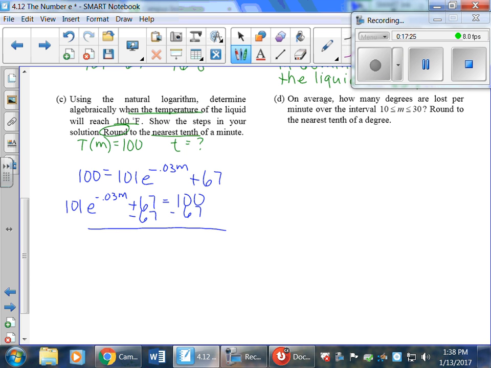And we get 101 e to the negative 0.03 m is equal to 33. And then we need to divide both sides by 101. So you get e to the negative 0.03 m is equal to, and I'm going to leave it as 33 over 101 because it's not a nice number. All right, now we need to log both sides.